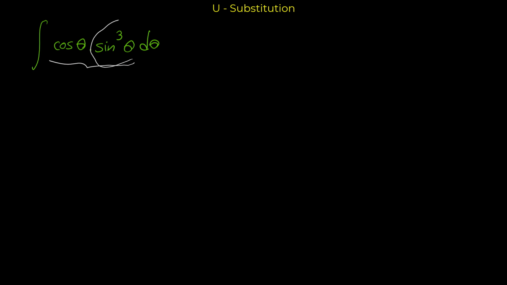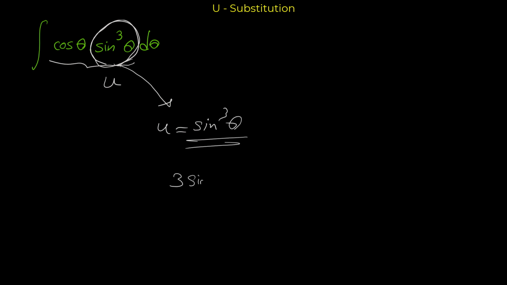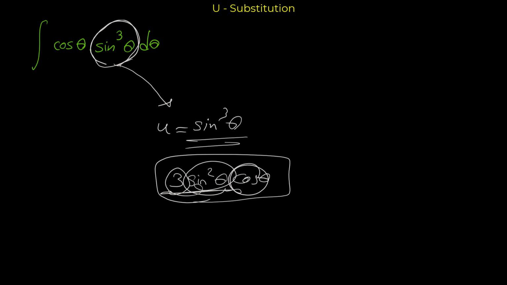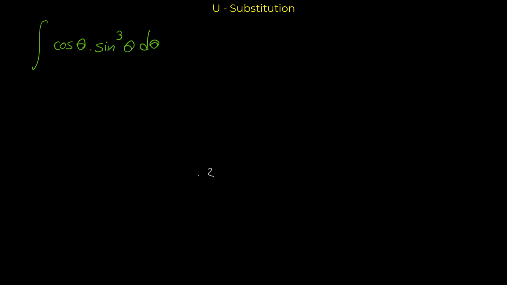So it is wrong to choose all of sine to the 3 as u, because if you choose all of this as your u, then its derivative would be 3 sine squared theta cosine theta. Do we have this in the integrand here? No, we don't have any 3 sine to the 2 cosine theta. So choose u to be something whose derivative usually is in your integrand, in this expression here.